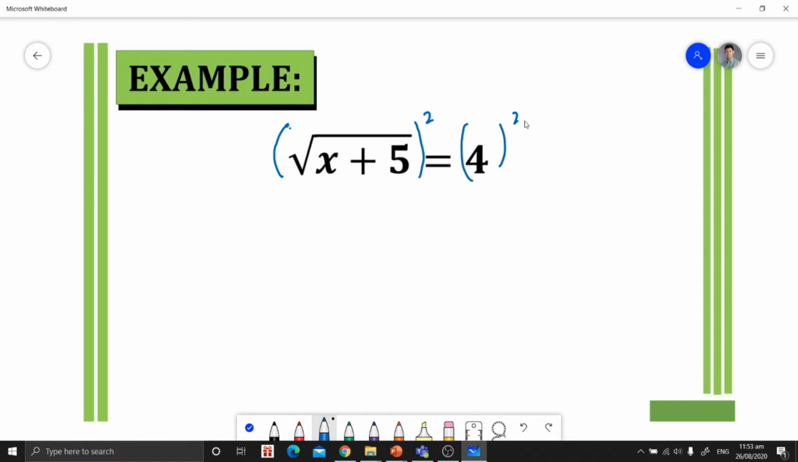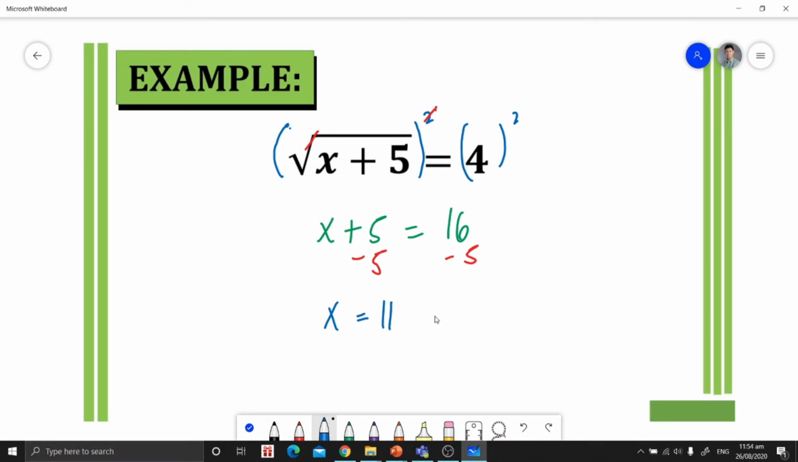Okay, to eliminate or cancel out the radical expression, we cancel the radical symbol and then simplify. So we will have x plus 5 is equal to 16. And then we are going to apply the subtraction property by subtracting both sides by 5, minus 5, to isolate the variable x. So we have x is equal to 16 minus 5, which is 11. And that will be the value of the variable.